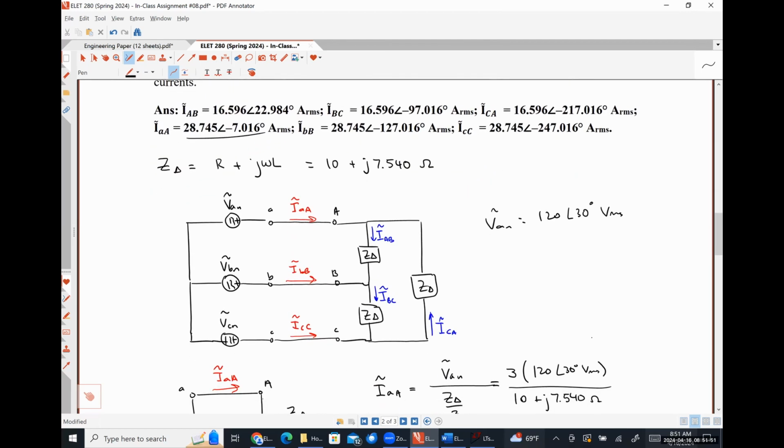Let me double check something here really quickly. So 10 plus 1i times 120 pi times 20 times 10 to the minus 3. Okay, so that is x.